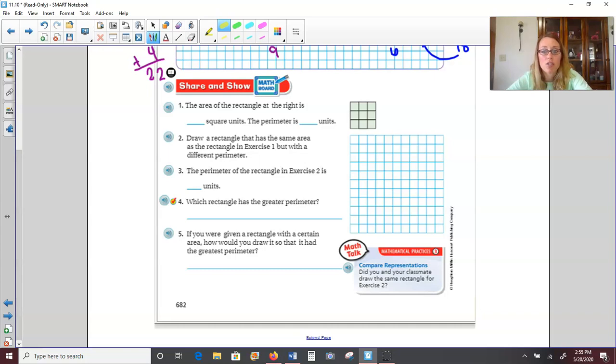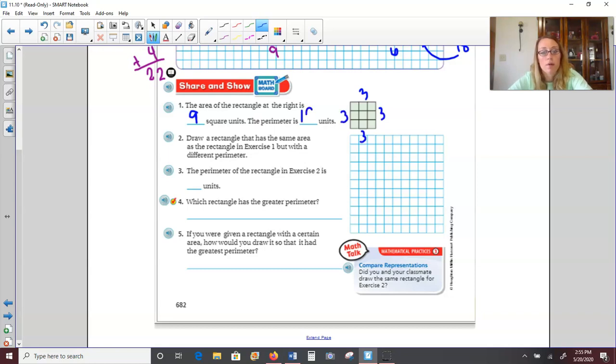All right, Sharon showed the area of the rectangle at the right is blank square units. The perimeter is blank. All right, so we need to do some solving here. What is the area? Well, I see 3 rows of 3, so 3 times 3 is 9. So there's 9 square units. And if there's 3 on all 4 sides, 3 times 4 is 12.